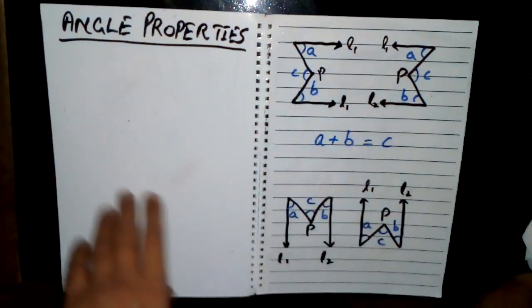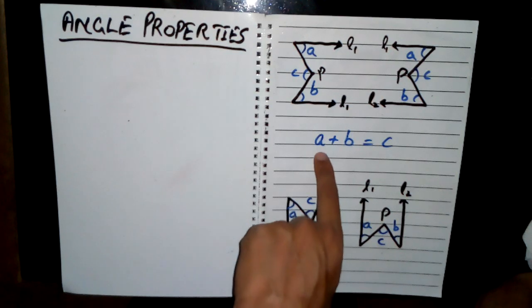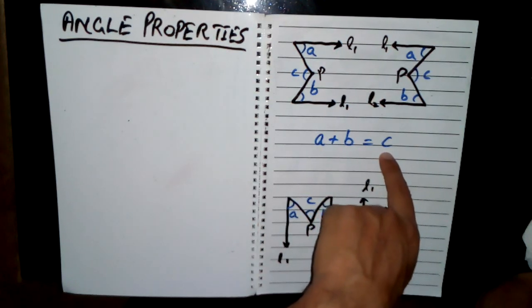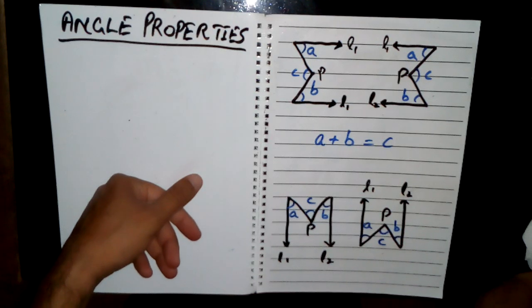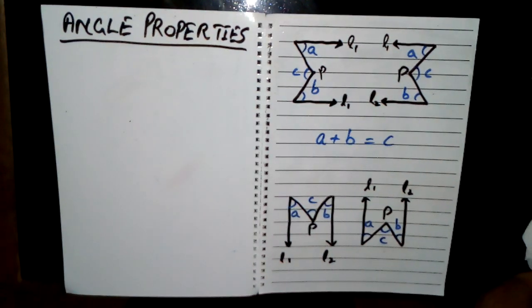So in all these four types of properties, we can see that A plus B will always be equal to C. Okay, and this property can be derived by using properties which I have discussed earlier.